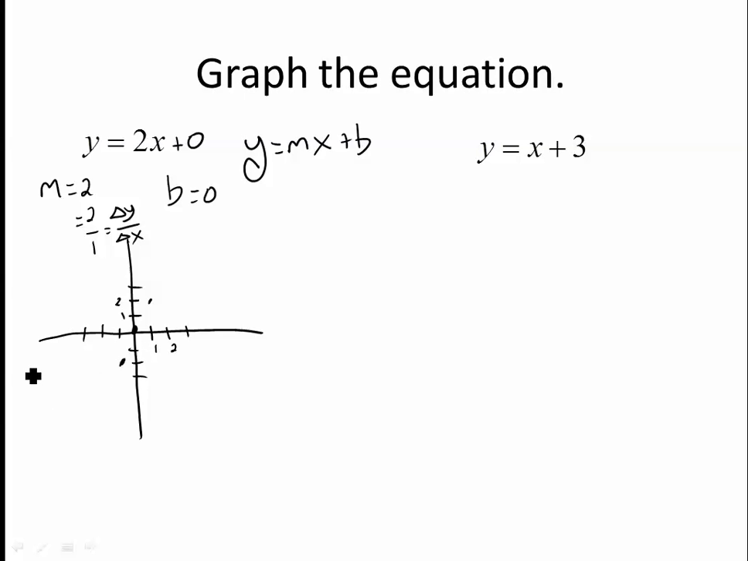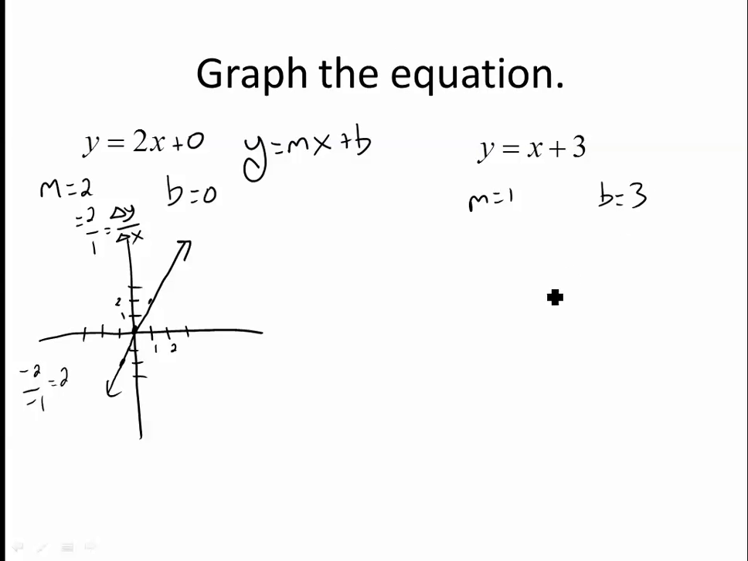The reason I can do this is because negative 2 divided by negative 1, or down 2 and left 1, is the same as positive 2. It's just complete opposite directionally. I can see where my line would be. I'll sketch the graph now that I have some 3 points. And I'm done. The second equation, y equals x plus 3, has a slope of 1 and a y-intercept of 3.